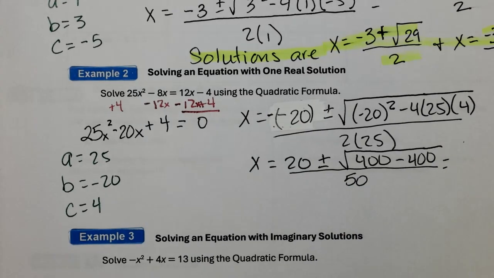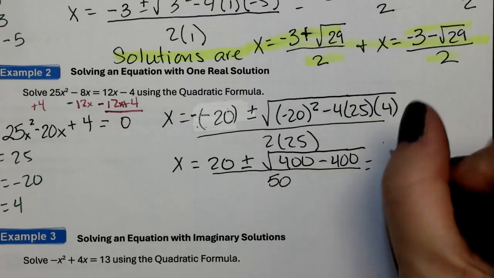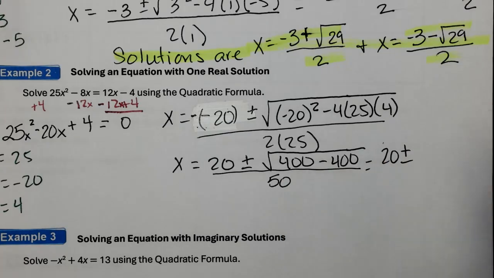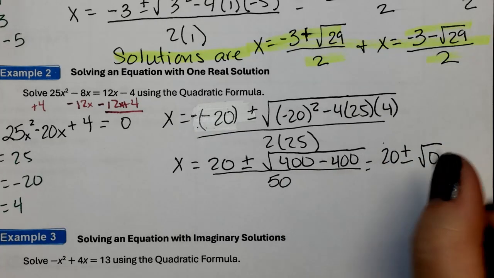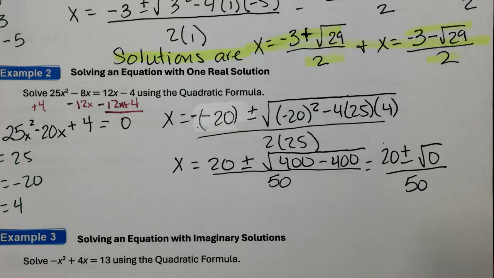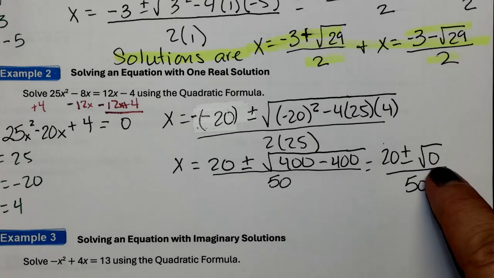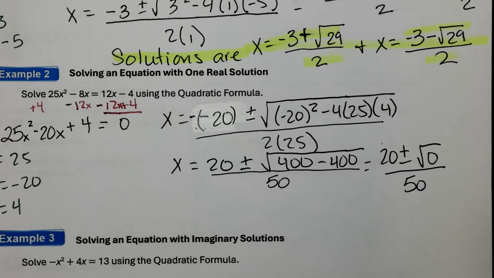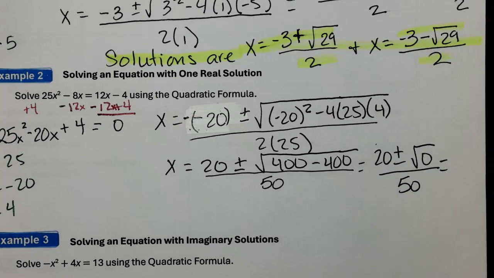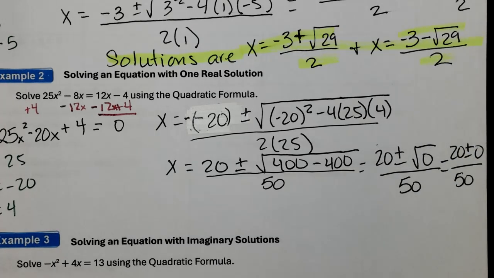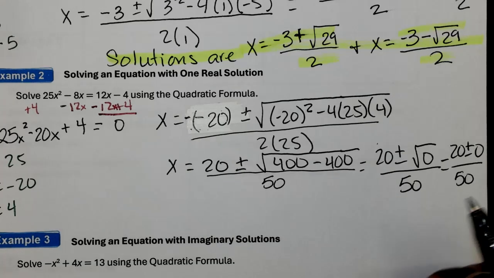So then we can simplify this a little further. We have positive 20 plus or minus 400 minus 400 gives us 0. So anytime you have 0 in your radical, that means you are only going to have one solution, because the square root of 0 is simply 0. So this essentially becomes 20 plus or minus 0 over 50. Well, what happens if you add or subtract 0 to 20? You're just going to get 20. So you have one solution.